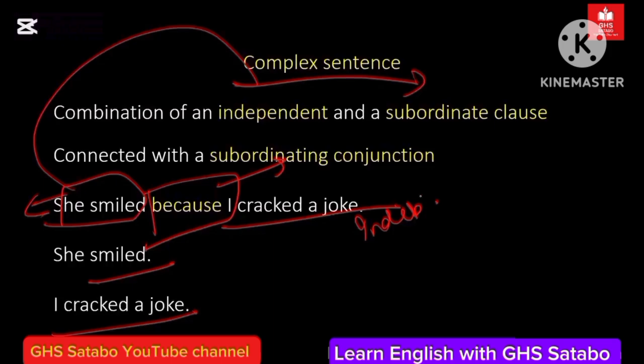But if I remove "I cracked a joke" from the sentence and leave it as "she smiled," do you think you will not ask another question? Definitely yes, you're gonna ask why. Why did she smile? She smiled because I cracked a joke. Now this makes complete sense. So, in a complex sentence, you definitely need an independent clause so that a subordinating clause can depend on the independent clause to make complete sense.